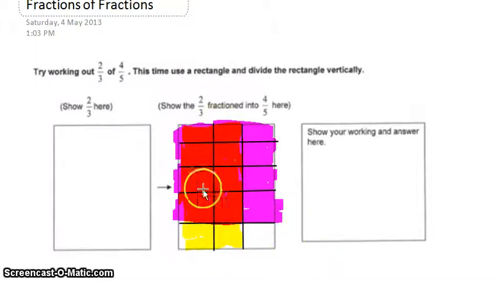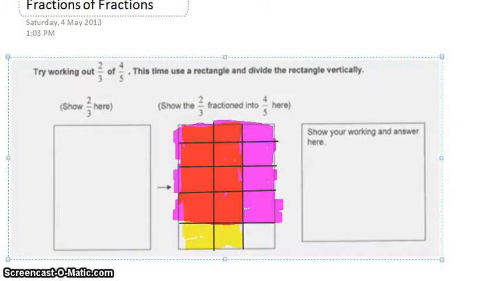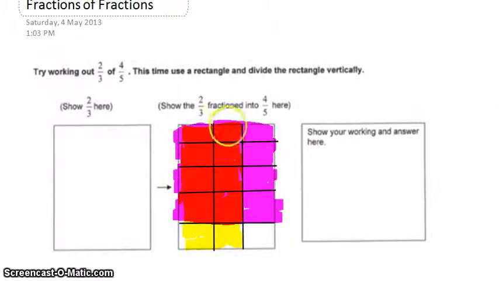And what you can see is this red area. This new colour shows the actual answer. And I have 1, 2, 3, 4, 5, 6, 7, 8 as my numerator. We'll put our answer here, out of 1, 2, 3, 4, 5, 6, 7, 8, 9, 10, 11, 12, 13, 14, 15. So 2/3 of 4/5 of a whole is 8/15.